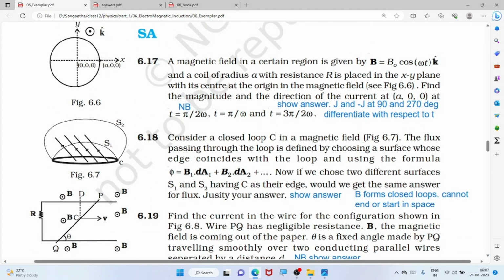A magnetic field B is given along the k direction, and a coil of radius a with resistance R is placed in the XY plane with its center as shown here. Find the direction of the current at these times. Problem 6.17.